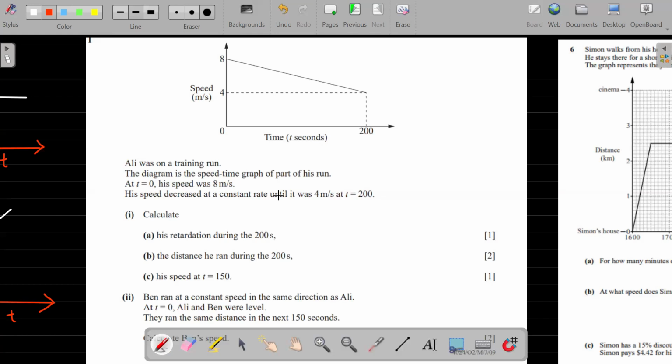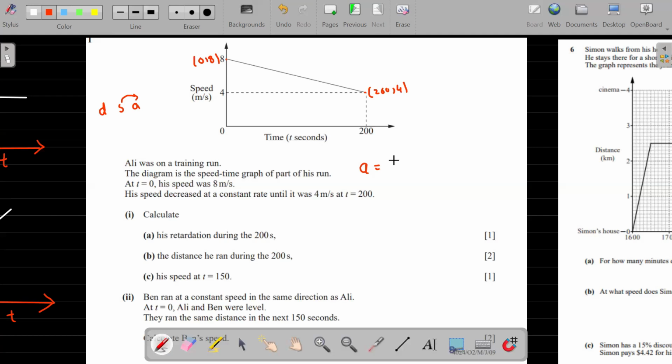Okay, we are going to calculate retardation during the 200 seconds. Basically we are going to calculate this portion, because this portion is of retardation. Here our coordinates will be 200, 4, and here it will be 0, 8. As this is a speed time graph, we will be following DSA from speed to acceleration. Retardation is the negative of acceleration, so it will be gradient. We are going to choose gradient.